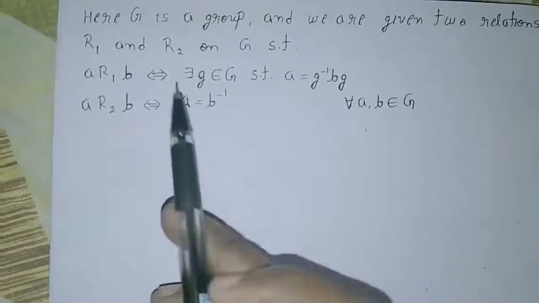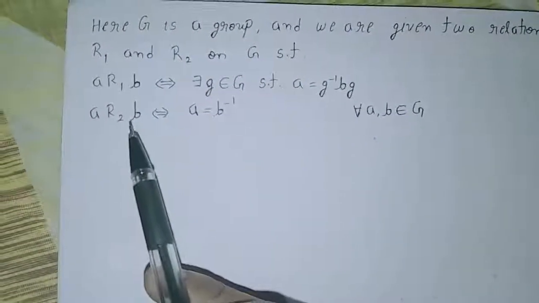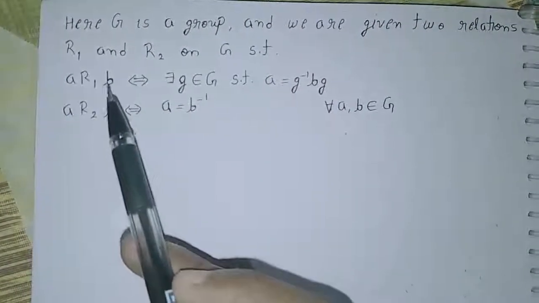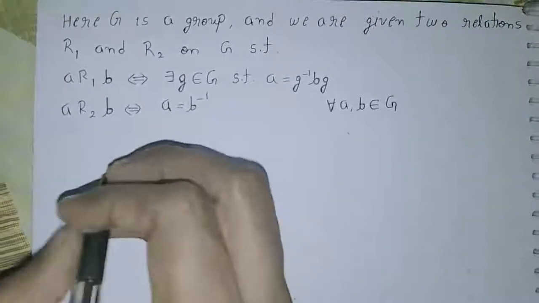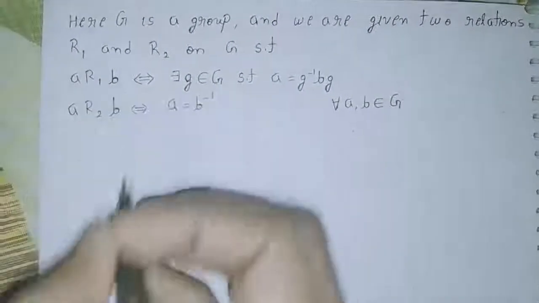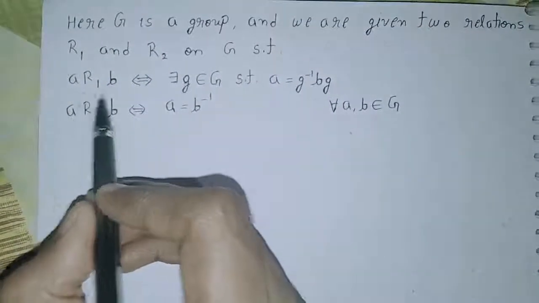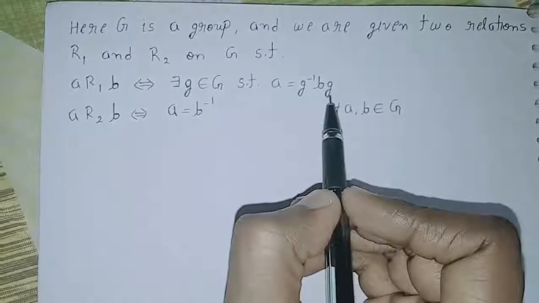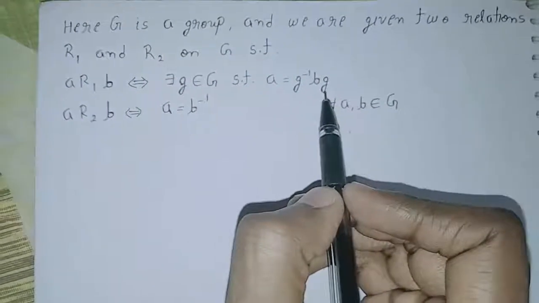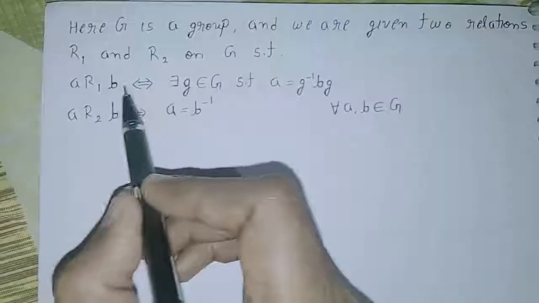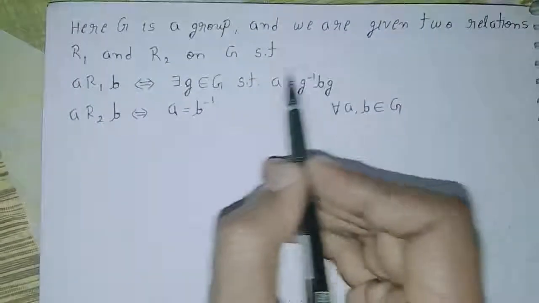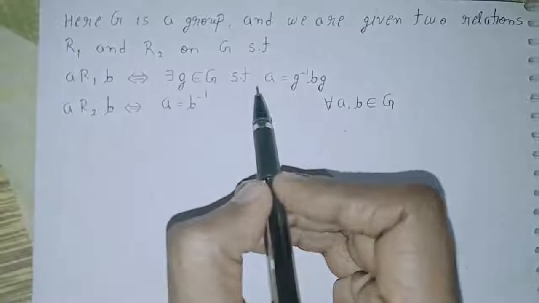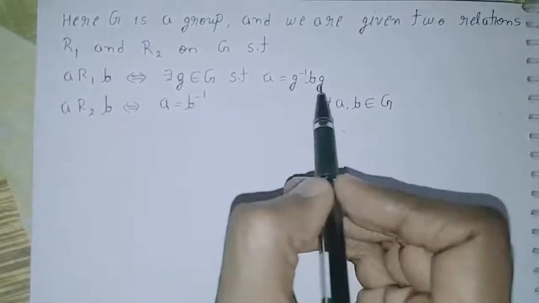So now we need to find out which of these two relations, or if both, are equivalence relations. First we look at the relation R1. R1 is defined as A equals g inverse B g, but from group theory we know that this relation, when defined in this way, is the conjugate relation of two elements A and B in a group G.